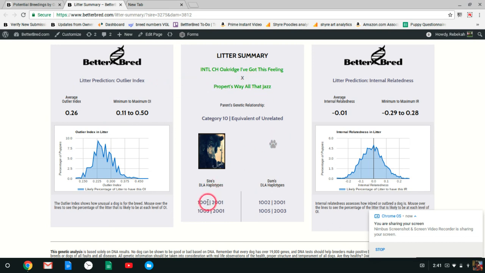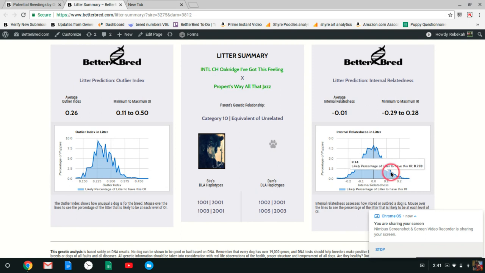Okay, so here, as you see, are their DLA types. None of the puppies will inherit homozygous DLA types, and we say when all else is equal in a breeding, try to breed for heterozygous DLA types. So this is good. Their average IR is at negative 0.01.